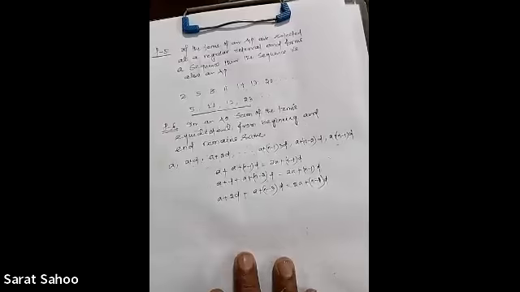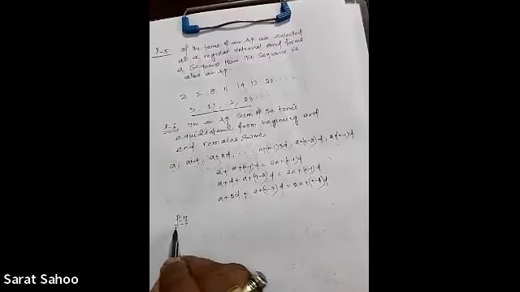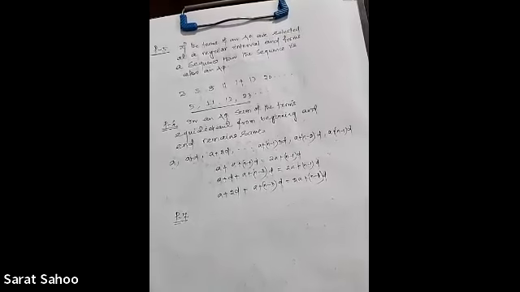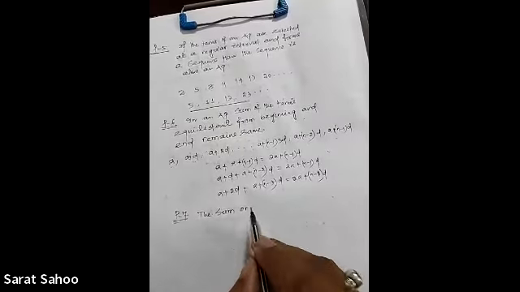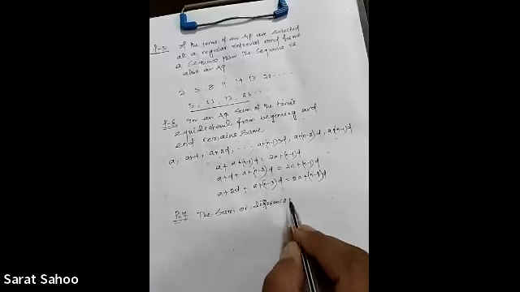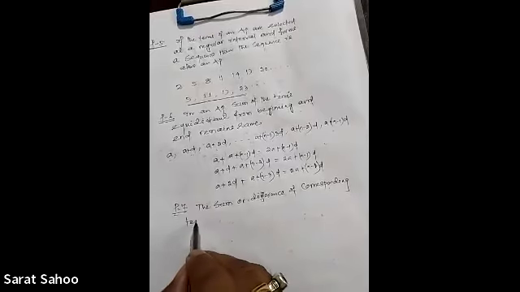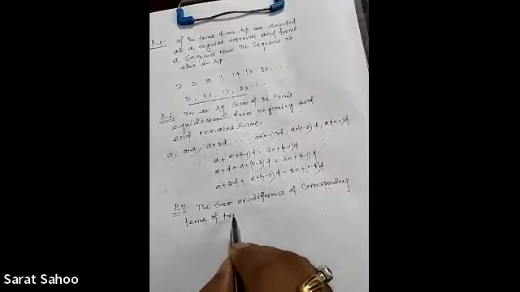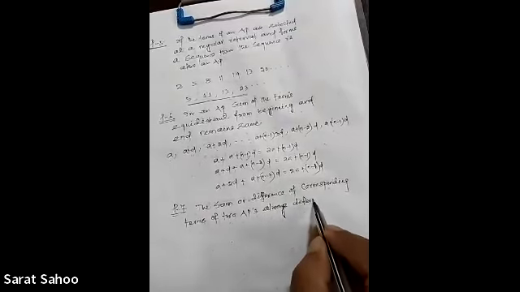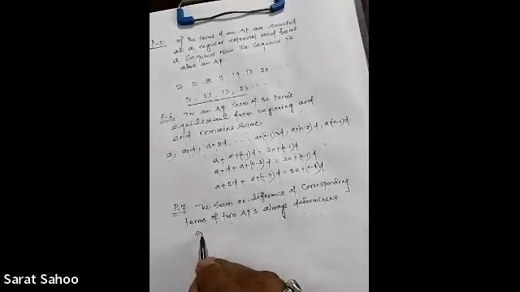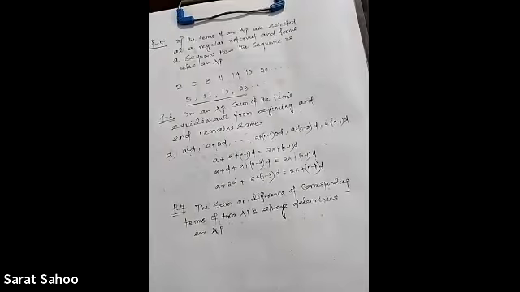Then come to property 7. The sum or difference of corresponding terms of two APs always determines an AP.